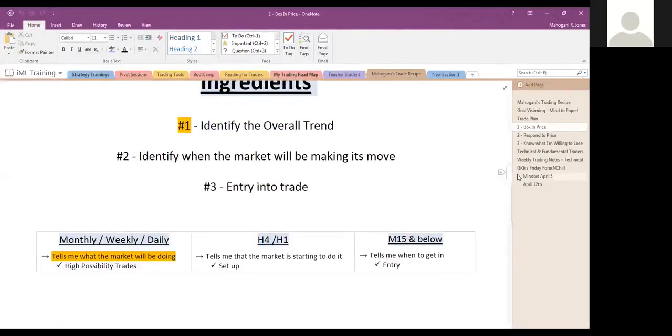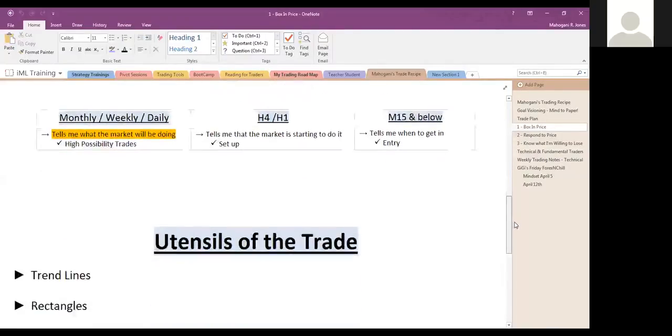Identifying the overall trend is what we're going to cover tonight. That is monthly, weekly, daily. It tells you what the market will be doing. This is how we get our high probability trades, and we're not chasing pips in the market.